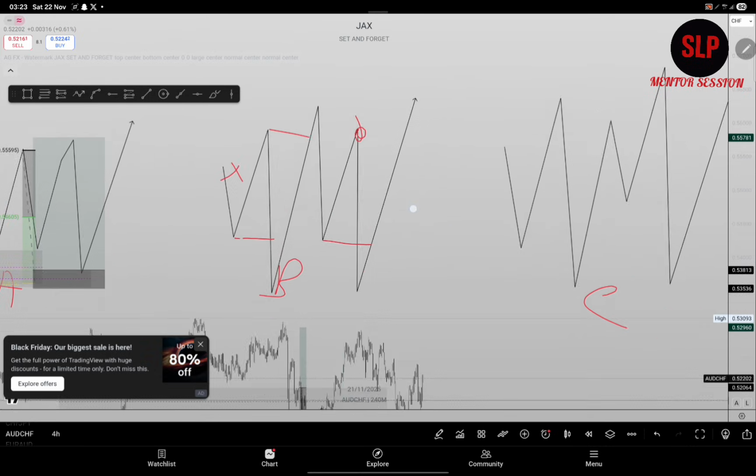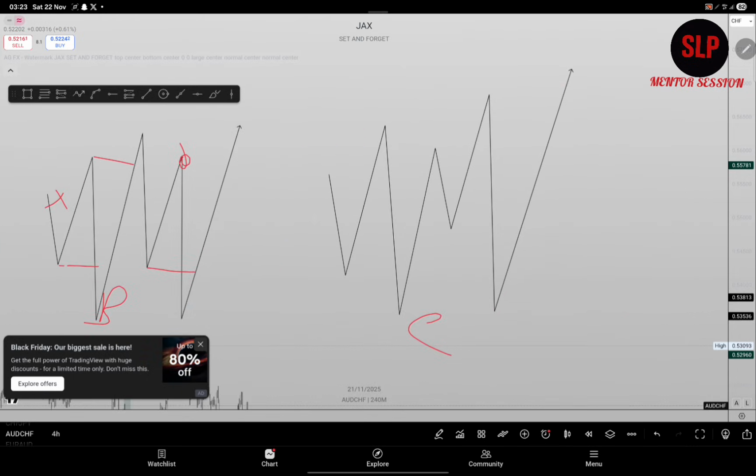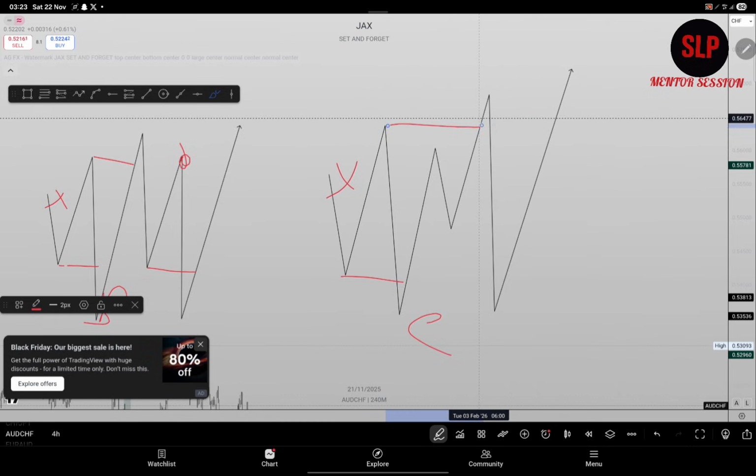You see that the distinct difference between the A plus and B plus is that the inducement doesn't break structure. Now the difference between the C plus and the other two is, okay, what we have here, we have our sweep. Remember you don't use the wick to validate your QMR. Then we expected the break of structure. If you notice, an inducement formed before the break of structure. This is why this is C plus.